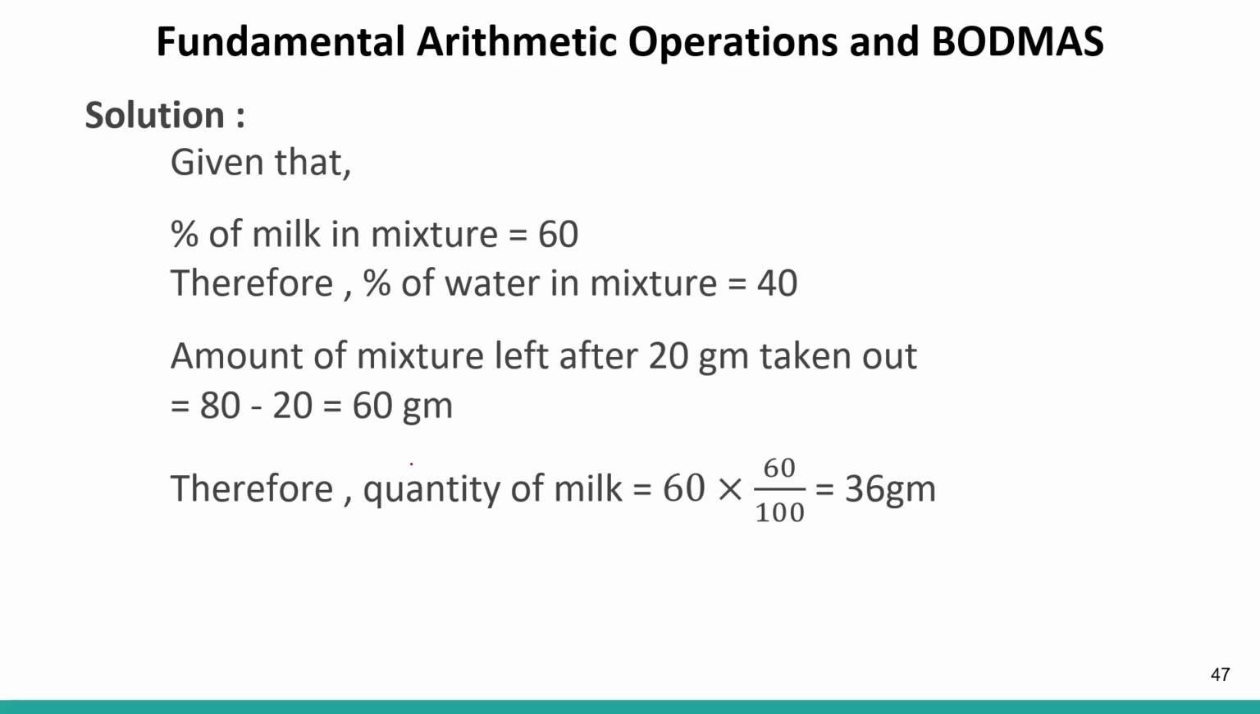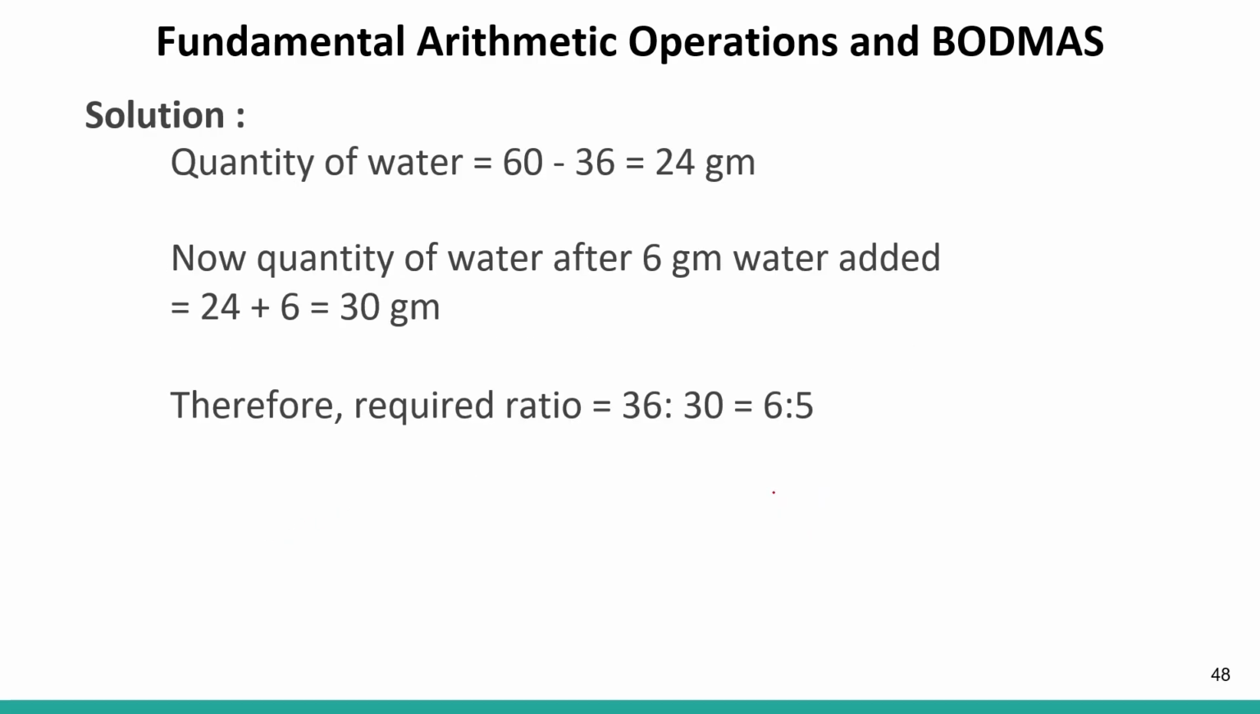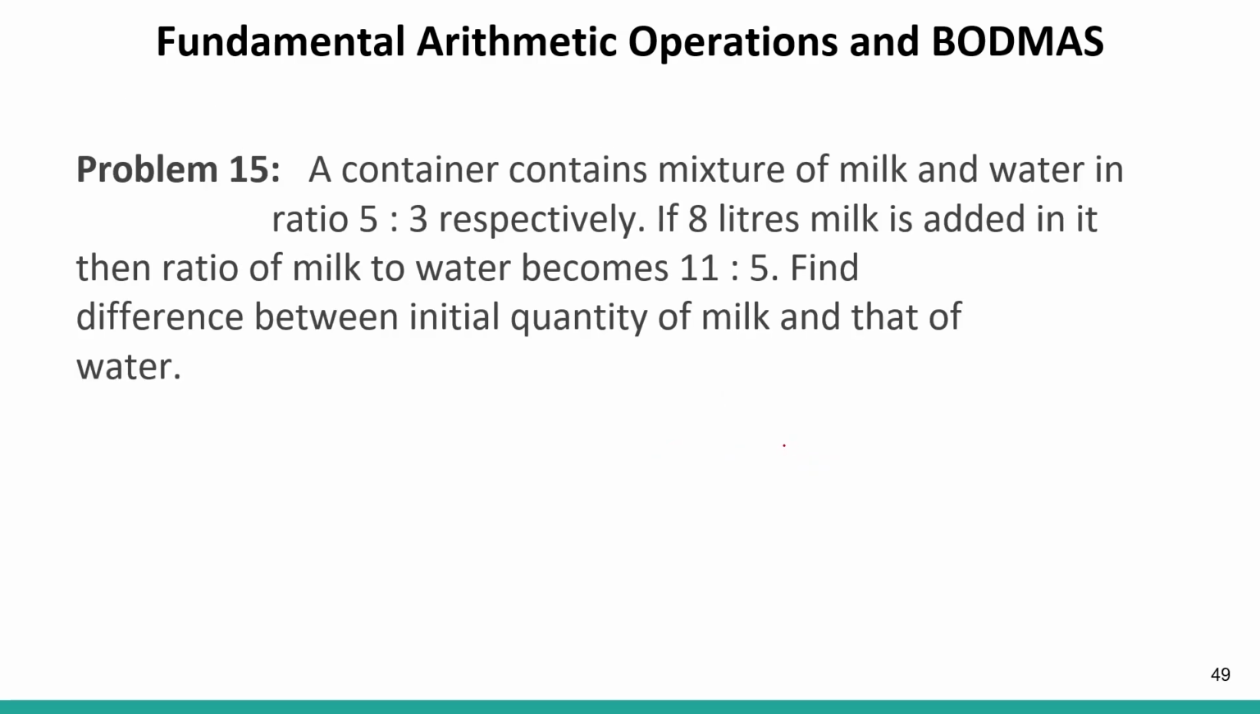Given that the percentage of milk in the mixture is 60, the percentage of water in the mixture is equal to 40%. So the amount of mixture left after 20 gram was taken out was 60 gram. Therefore, the quantity of milk is equal to 60 into 60 by 100 is equal to 36 gram. So the quantity of water is equal to 60 minus 36 is equal to 24 gram. So now the quantity of water after 6 gram of water added is equal to 24 plus 6 is equal to 30 gram. Therefore, the required ratio is 36 is to 30, that is equal to 36 by 30. Both are divided by 6. So 6 is to 5 is the final answer.